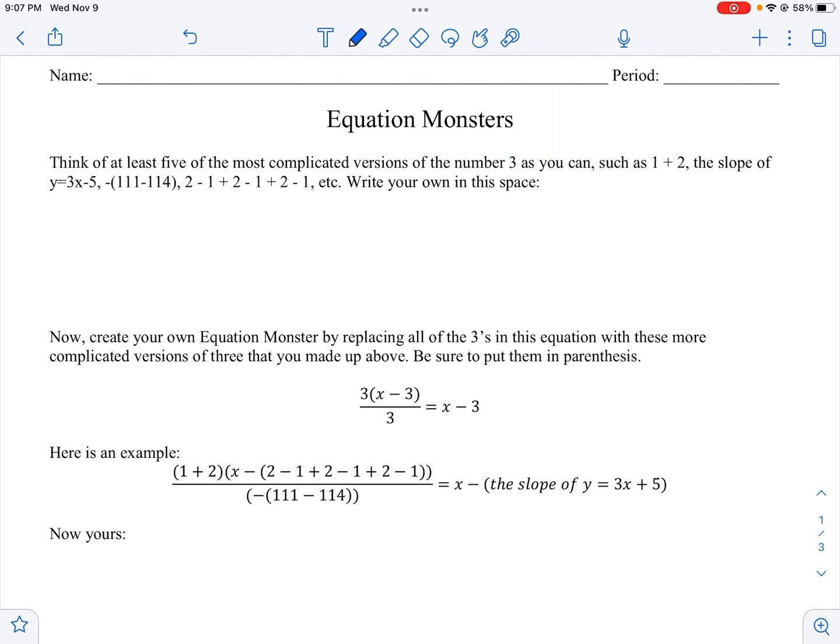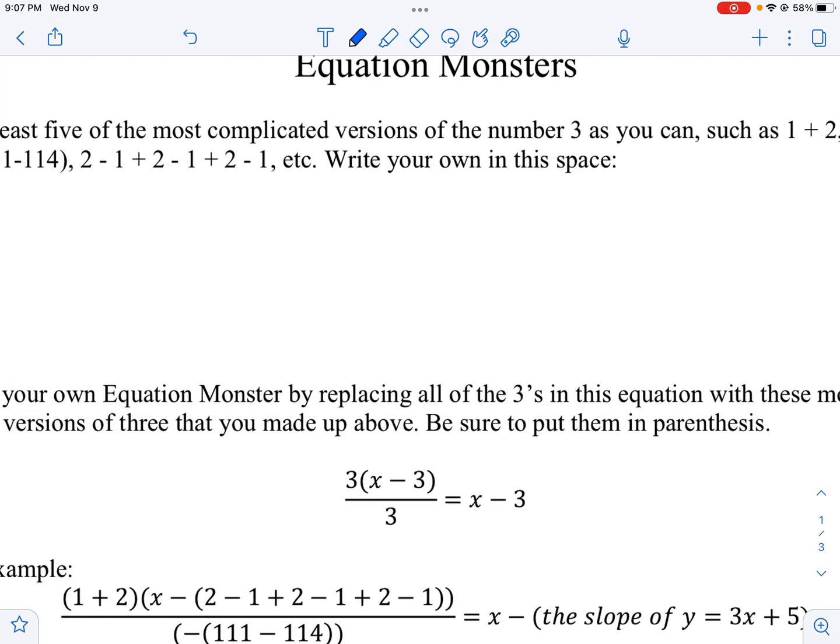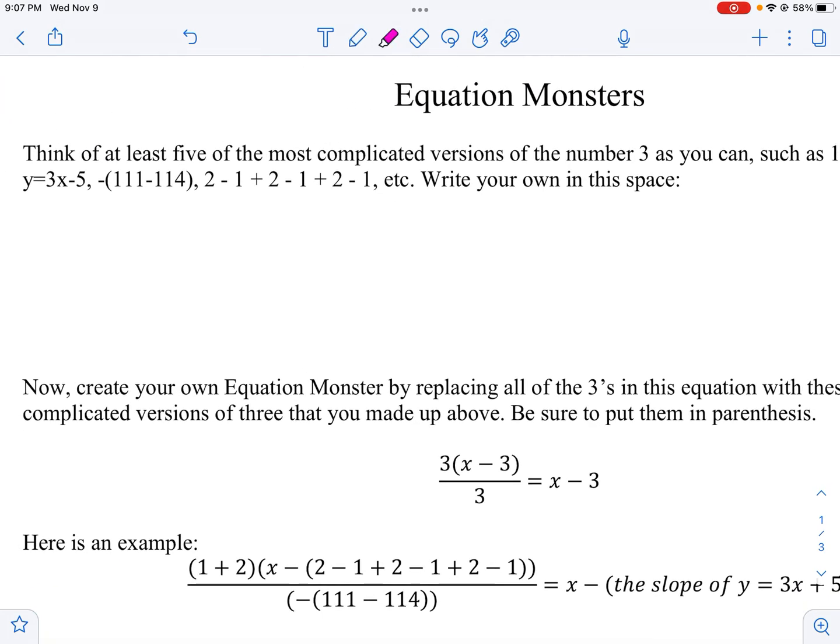Okay, so first thing you're going to do is experiment a little bit and get a little experience creating an equation that's so horrendous there's no other word to describe it but a monster. So first step, you need to come up with complicated ways to write the number 3.